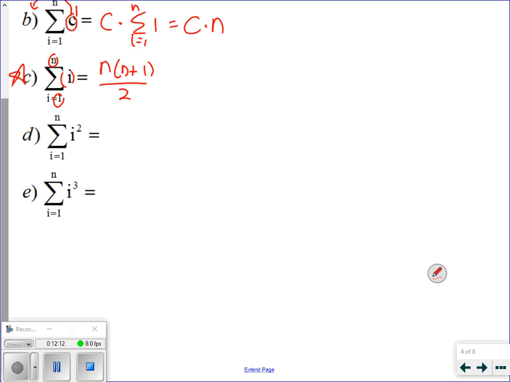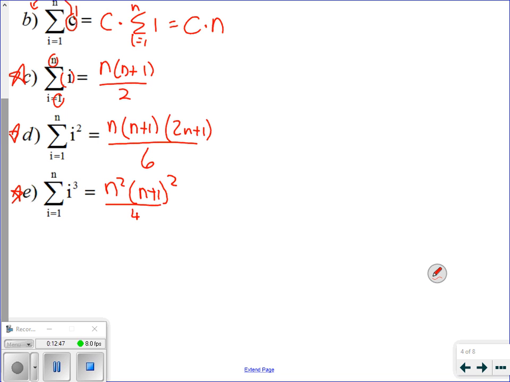You're going to have to memorize C, D, and E. The identity for i squared: if I take the summation of i squared, that's the same thing as n times n plus 1, which is similar to above, but we're going to tack on a 2n plus 1, and instead of it being over 2, it's over 6. And lastly, the summation of i cubed from 1 to n is the same thing as C, but everything is squared. So n squared, n plus 1 squared, all over 4. Those are three identities we need to know. We're going to look at some examples of how this works in a sec.